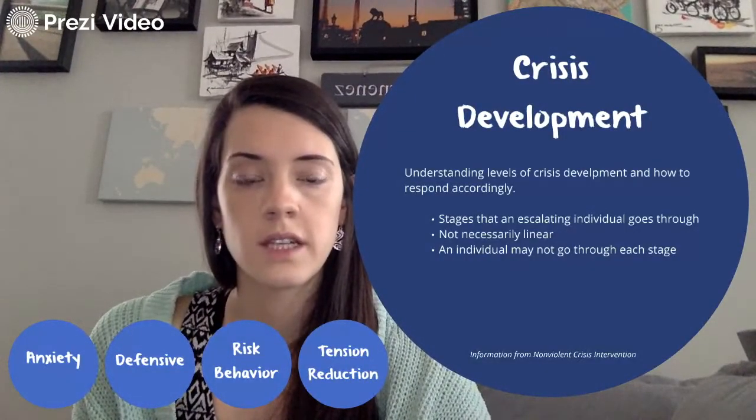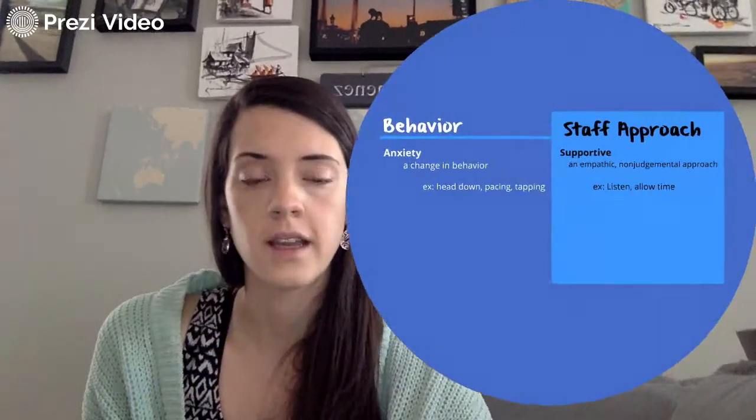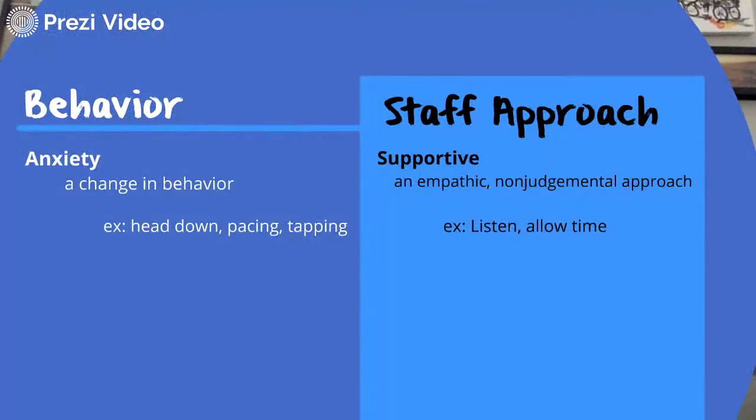So the first level in the crisis development is anxiety. So an individual may exhibit anxiety, which they define as a change in behavior. So that could be anything. I just have some examples here. For example, they might put their head down, they might start pacing, they might start tapping. Some students might bite their nails. Some might get really quiet. Some might get really talkative. It is very individual, and it's a lot easier for us to recognize anxiety in students that we are familiar with and that we know well.